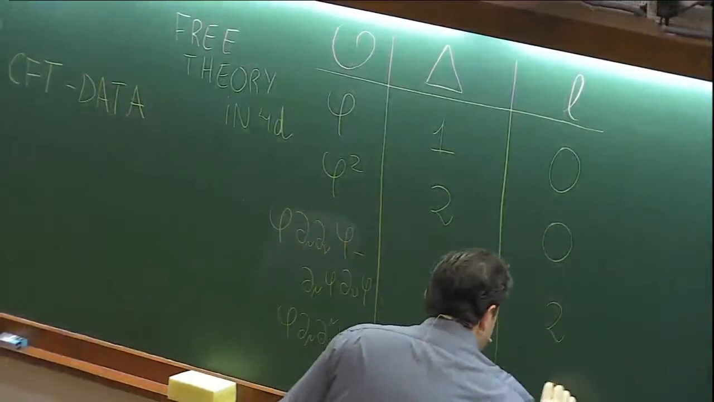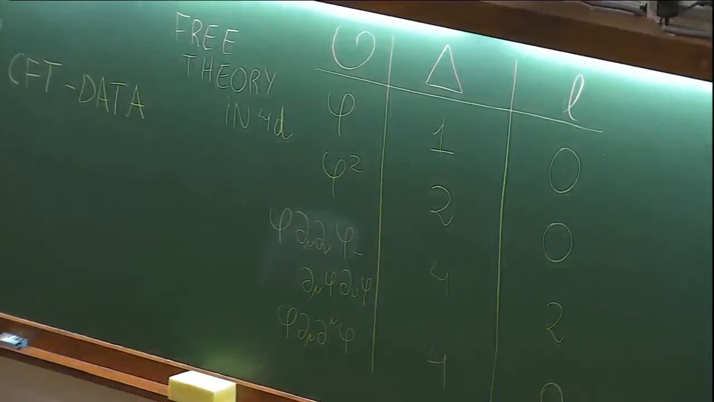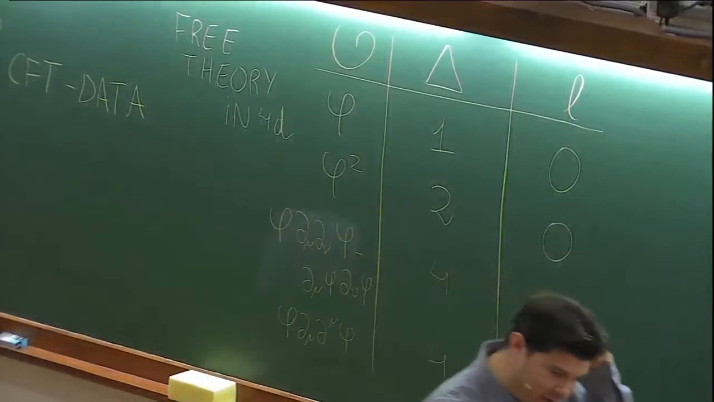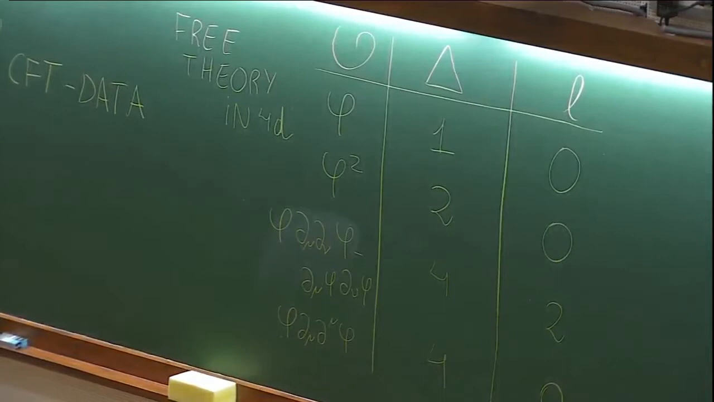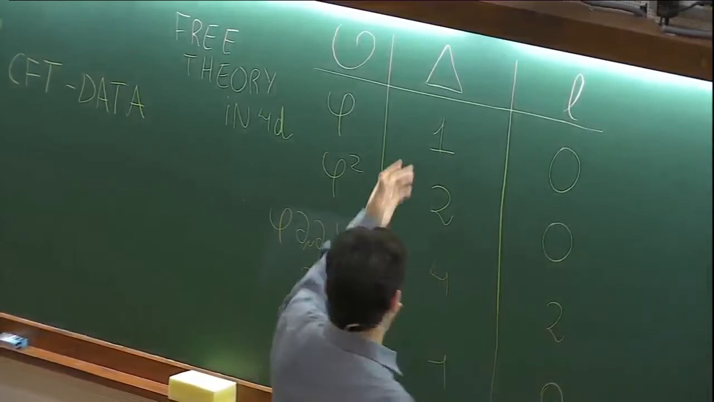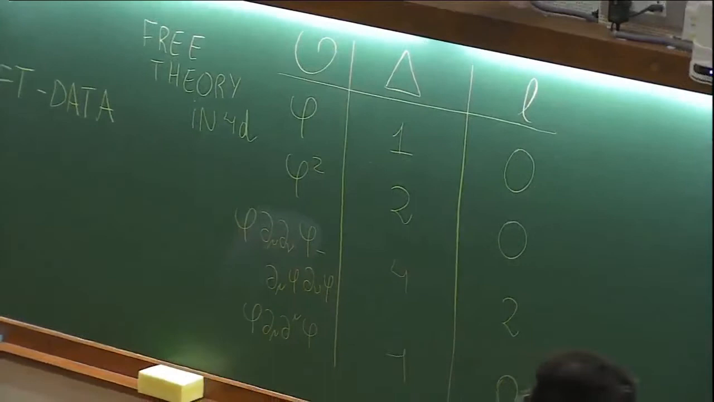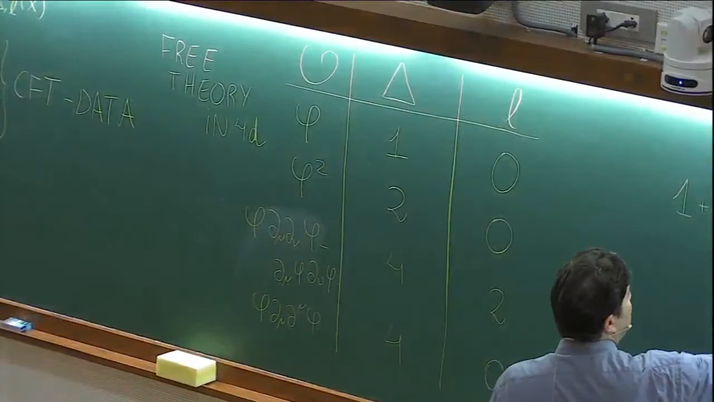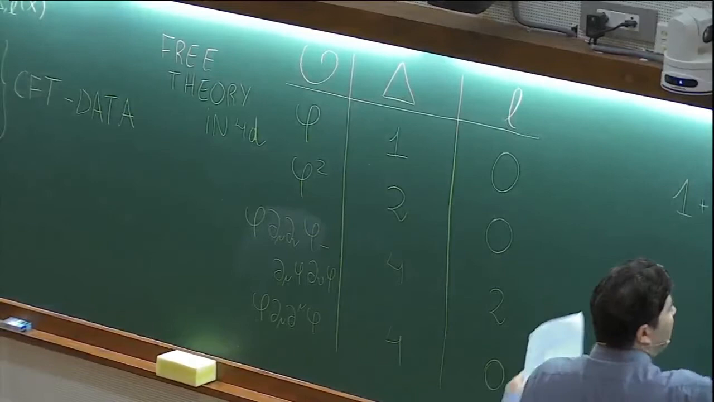And like that, you can construct a bunch of operators, and you can just count their dimension and have a look at their spin. Of course, this is a free conformal field theory. If you have a theory with a coupling constant, and you turn on the coupling constant, all these numbers get corrected. For instance, this 1 could become 1 plus g minus g square over root 2 plus etc. And it is usually very hard to compute these coefficients.